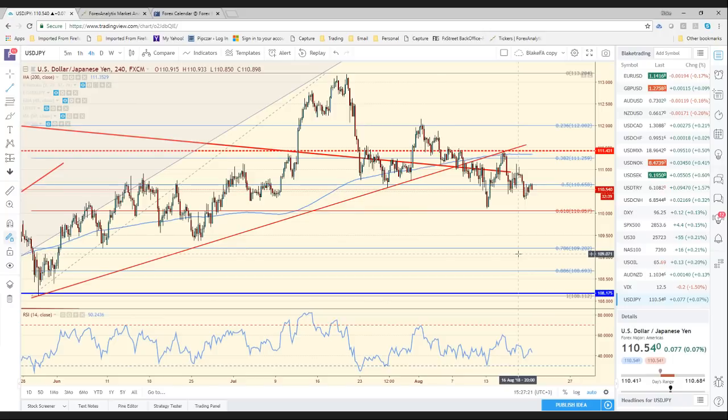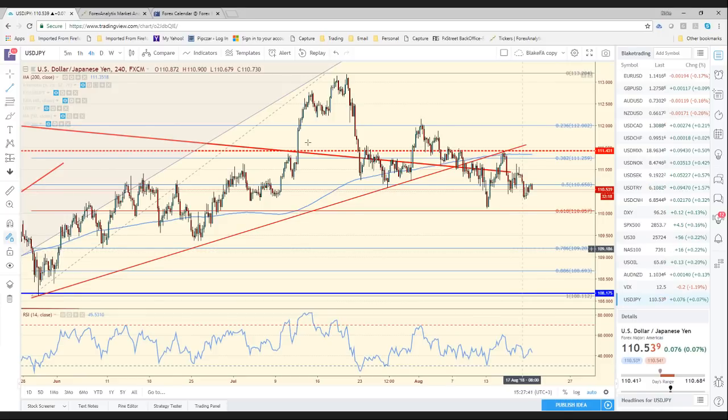Like trying to figure out which direction it's going. It's being pulled in so many different directions, whether it's risk aversion, risk appetite, precious metals, the dollar. I mean, trying to get directional with this thing is tough.